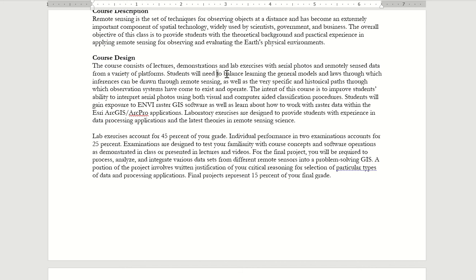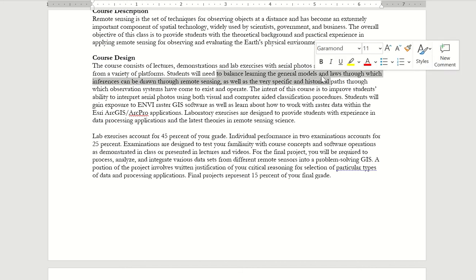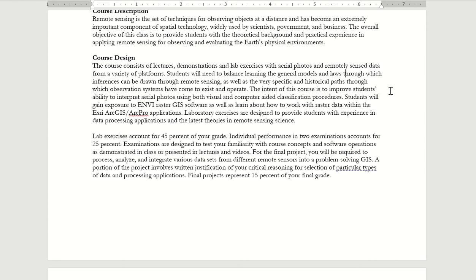As I said, you'll need to balance learning the general models and laws through which inferences can be drawn through remote sensing, this being the theoretical aspect, as well as the very specific and historical paths through which observation systems have come to exist and operate. That's something a little bit different from the need for hands-on experience using software applications or field techniques.